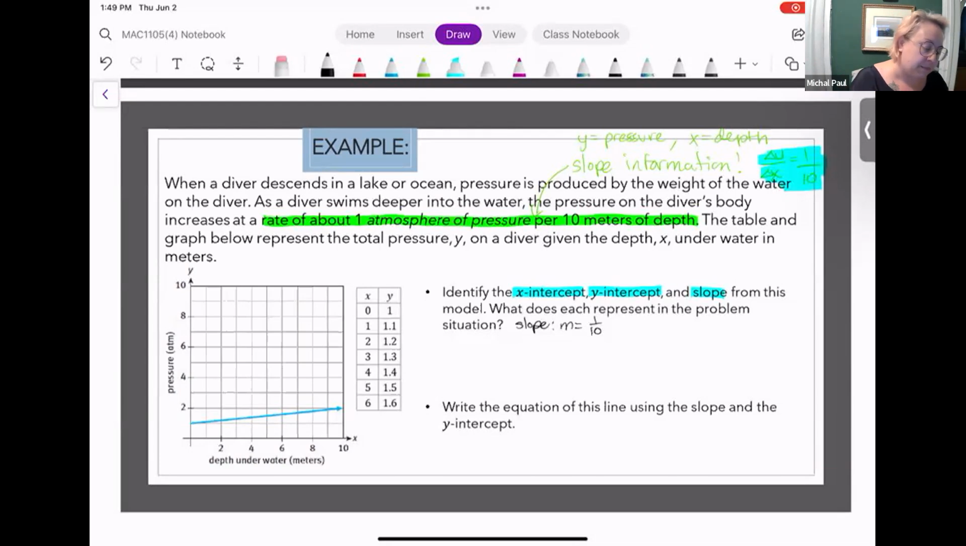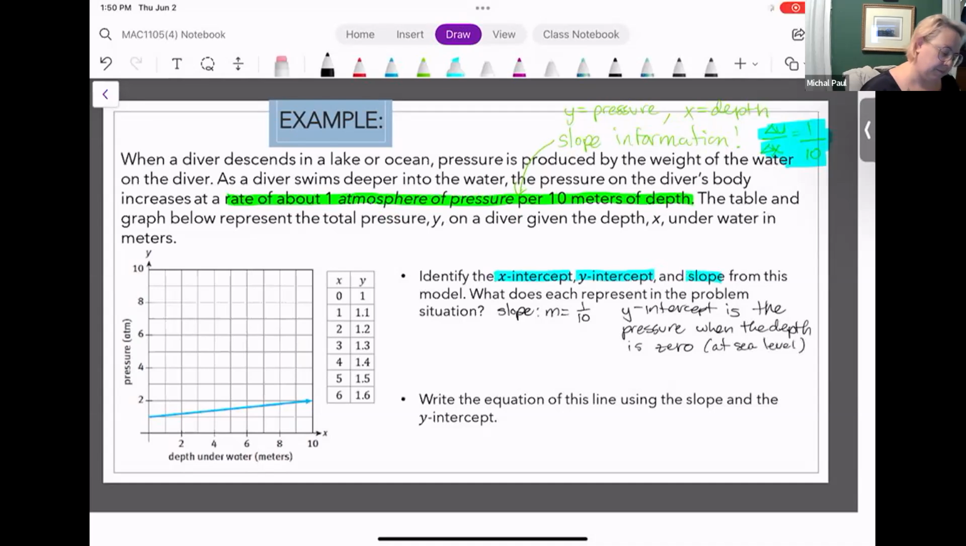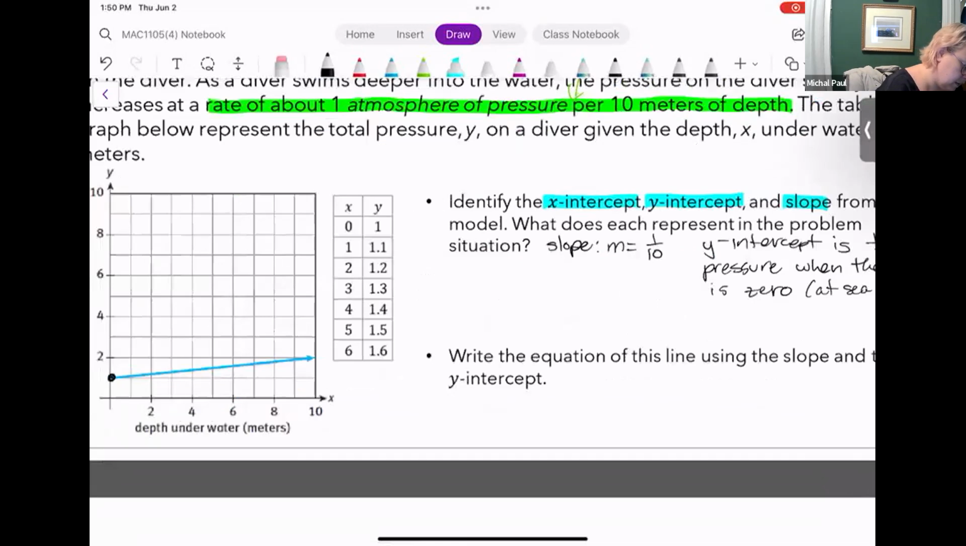The x-intercept, let's skip that for a second. The y-intercept is the pressure when the depth is 0. All right, so the y-intercept is right here. That tells us our b is 1.